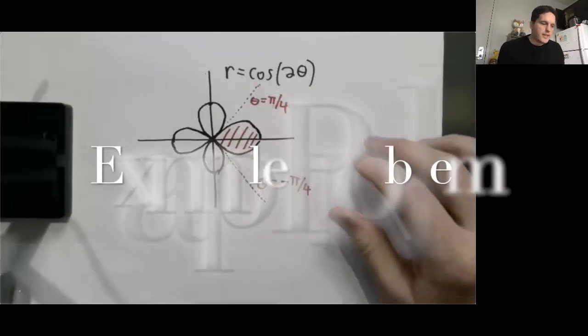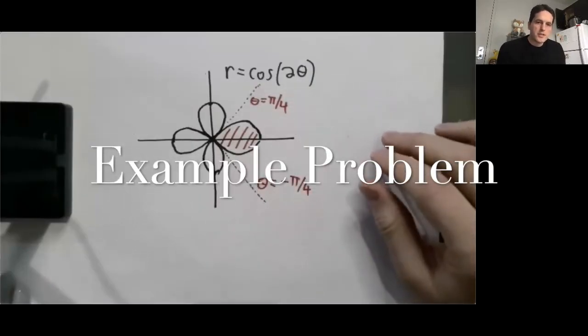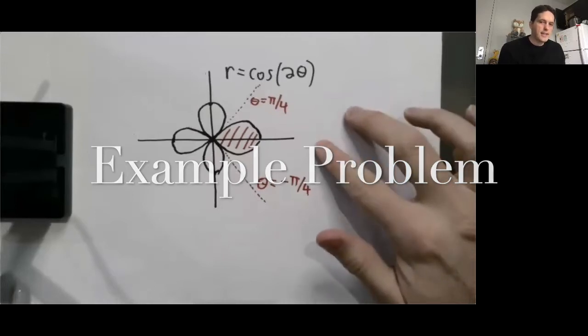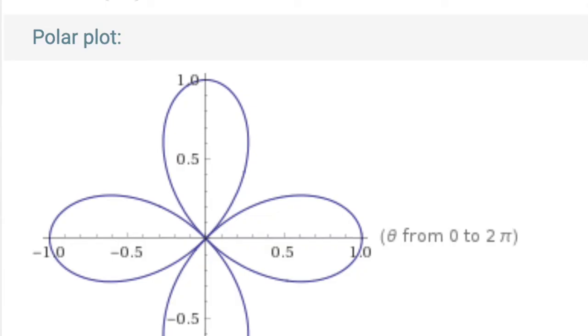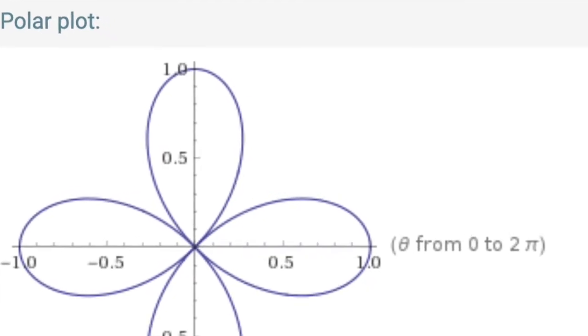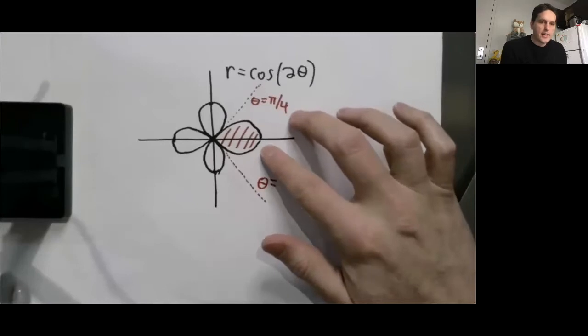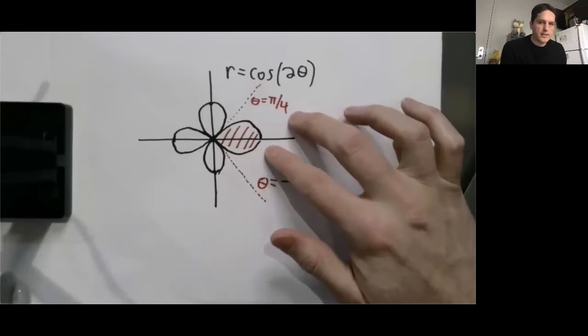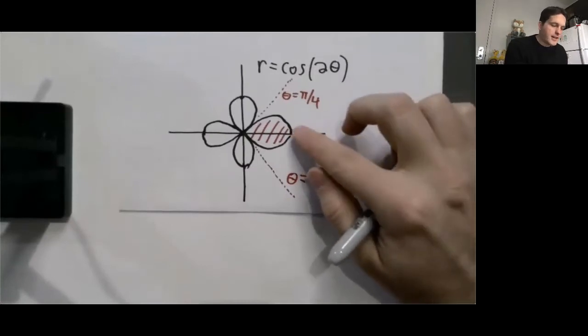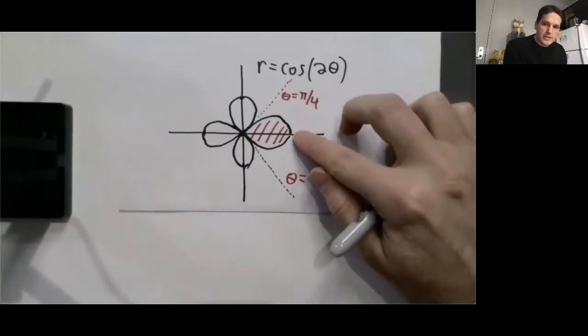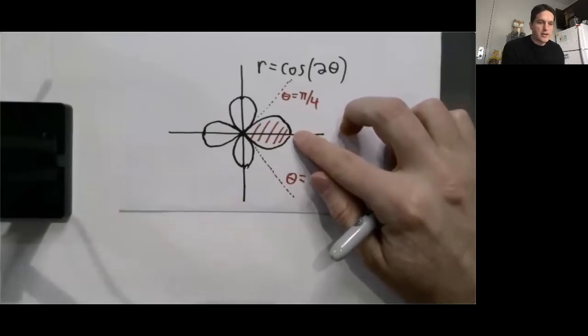If you graph the equation r equals cosine of 2 theta using polar coordinates, then you get this shape. It looks like a flower with 4 petals. And what I want to do now is compute the area of this first petal of this flower. We want to compute the area of this region here, which is shaded red. This region, let's call it D, is the first petal of our flower.